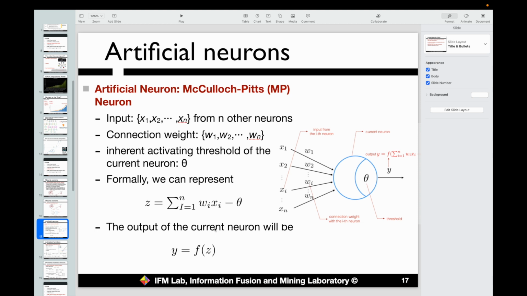I hope you can follow me. For the neuron architecture, we receive inputs from n different neurons before it, and the connection weights between them are quantified by w1 until wn. The neuron itself has one threshold.